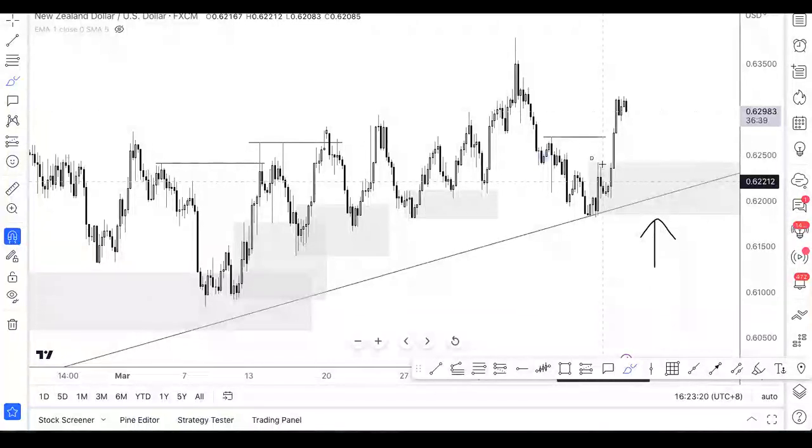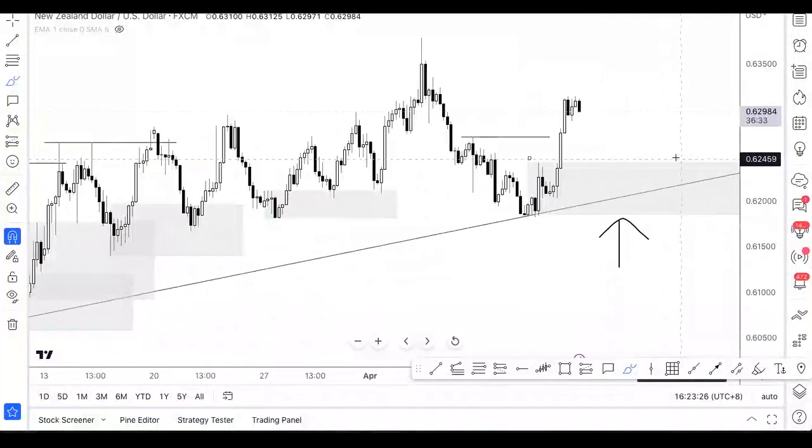If you take a look at the 4 hours, another thing that we want to ask ourselves as we try and identify again is if there are any support resistance areas.